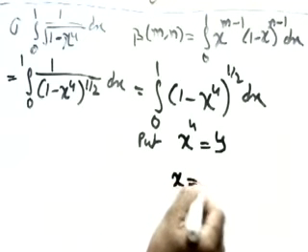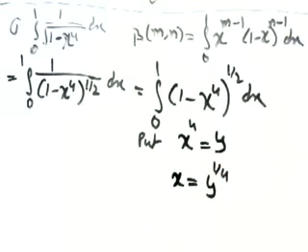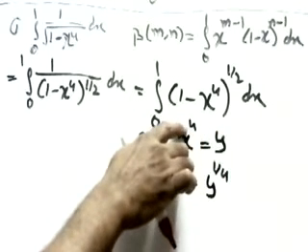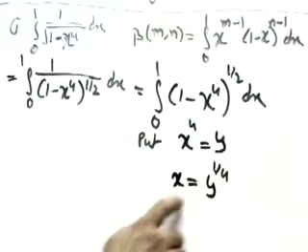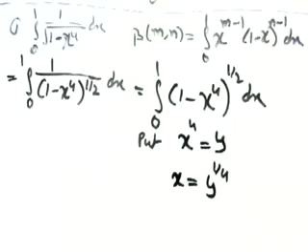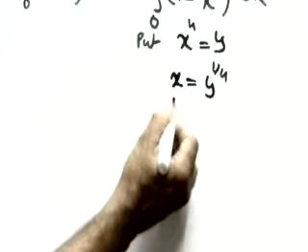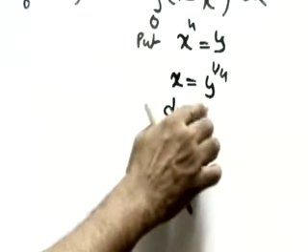So bring this 4 here, it will be 1 by 4. So x equals y power 1 by 4. If we bring this power from here to here, 4 becomes 1 by 4. Now let us differentiate both sides. The differentiation of x will be dx.